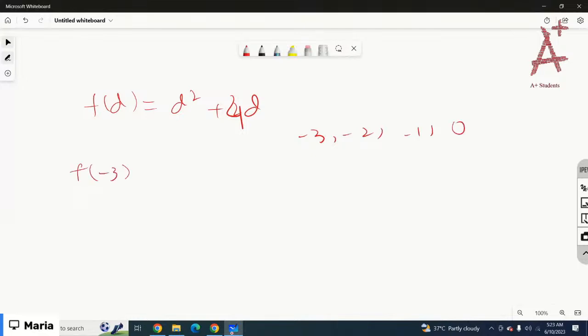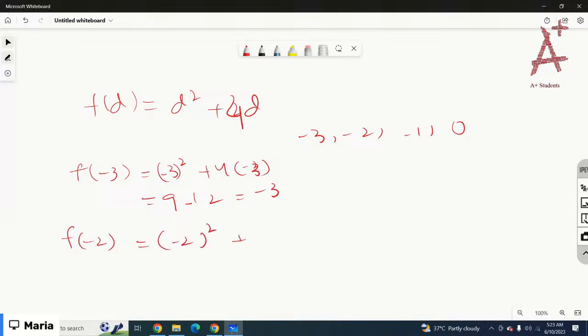It would be negative 3 square plus 4 times negative 3. So it would be 9 and minus 12, that equals negative 3. Got it? Now you have to put negative 2. So it would be negative 2 square plus 4 times negative 2. 2 square is 4 and 4 times negative 2 is negative 8. So 4 minus 8 is negative 4.